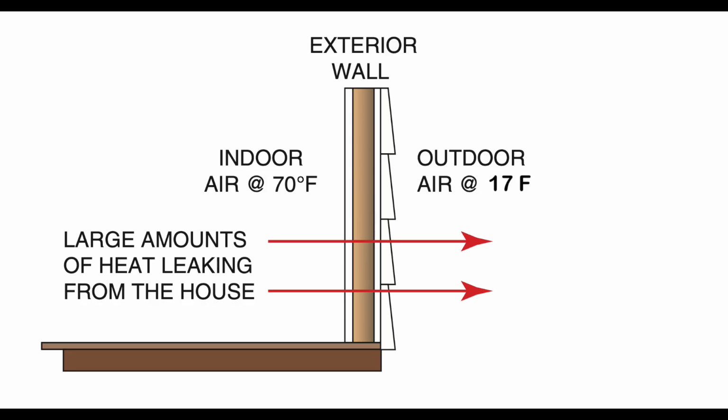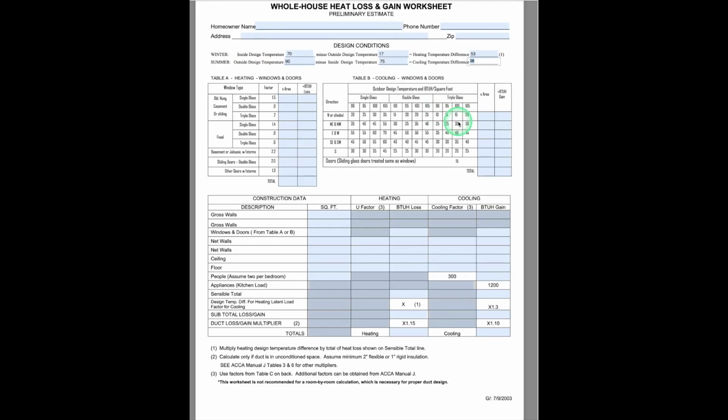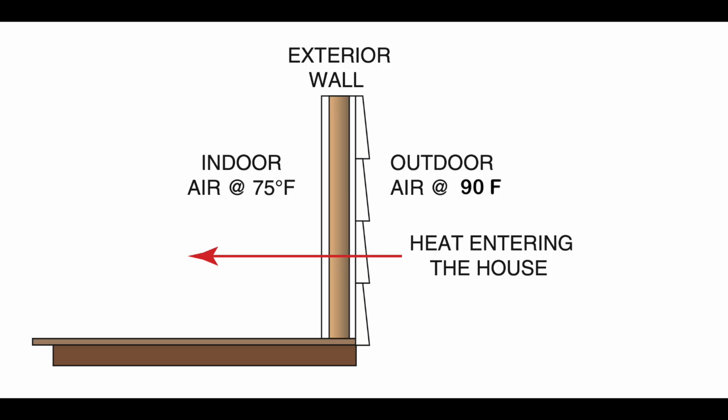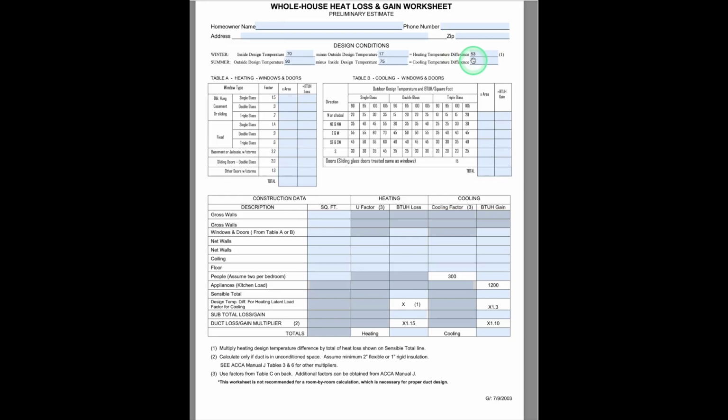So let's look at summer design conditions. So we go 90 degrees outside design conditions minus 75 equals 15 degrees. Wow. That's the temperature difference in the summertime, from inside the home to outside the home. In the wintertime, the temperature difference between inside the home and outside the home is 53 degrees. Again, this is New York City, Central Park.